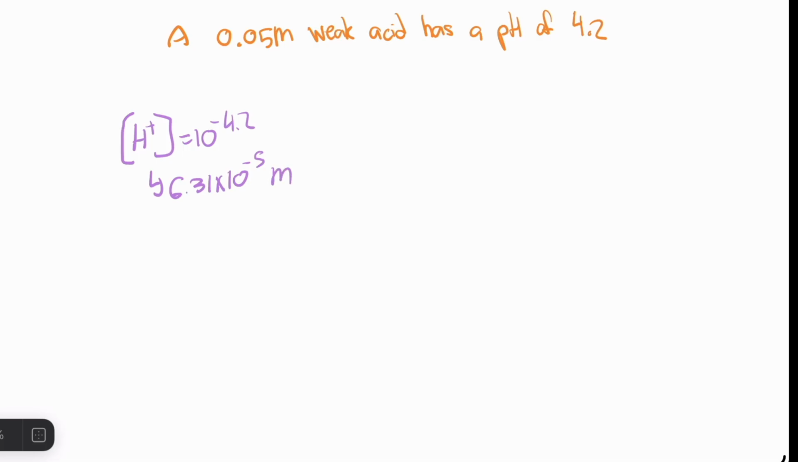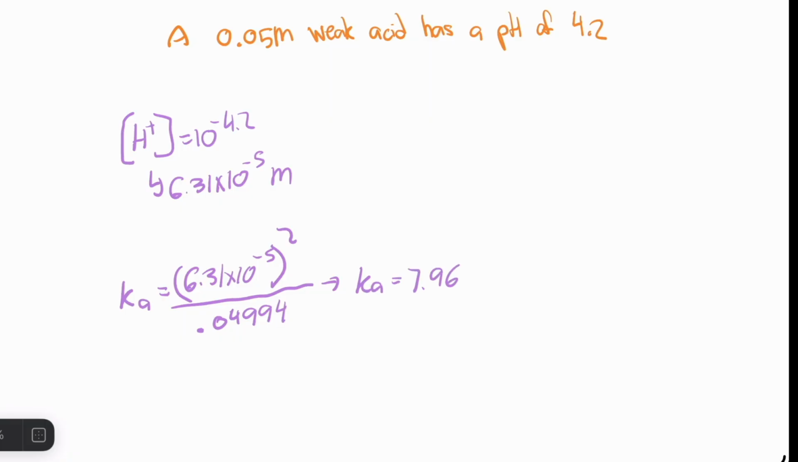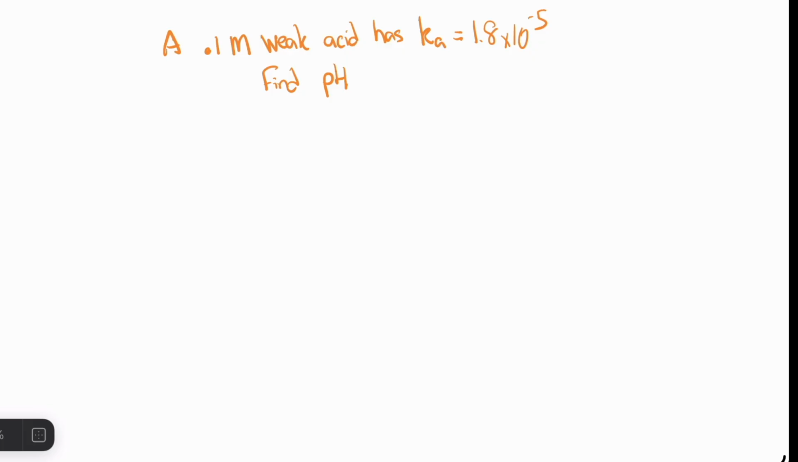You can do the ice table on your own and test out your answers to see if they compare. We should get the 6.31 times 10 to the negative fifth for the H plus and the A minus. So if we insert that into our Ka, we get our 6.31 times 10 to the negative fifth. We'll just square it, and that should be divided by 0.04994, giving us a final Ka value of 7.96 times 10 to the negative 8th power. But what if we went the other way?